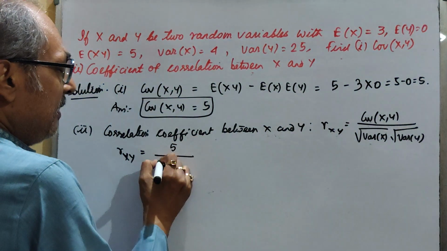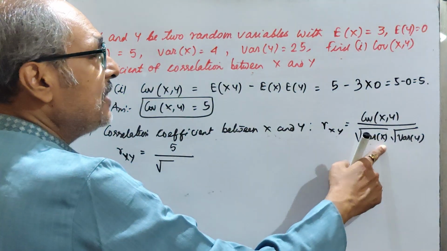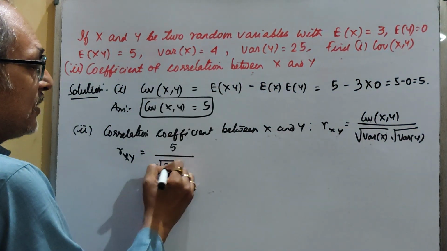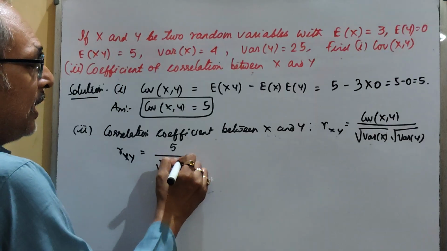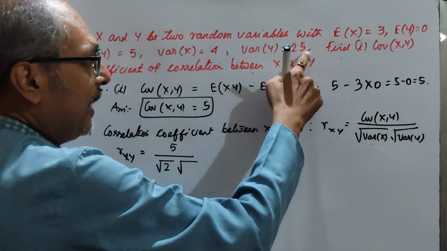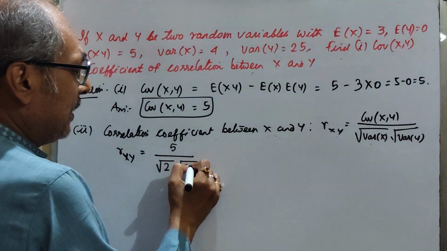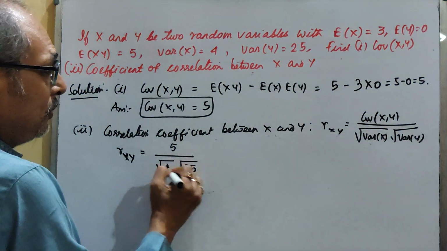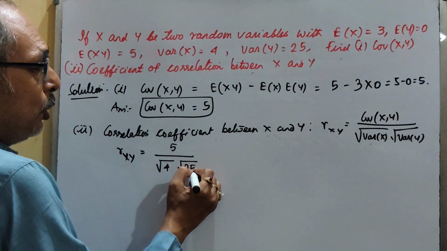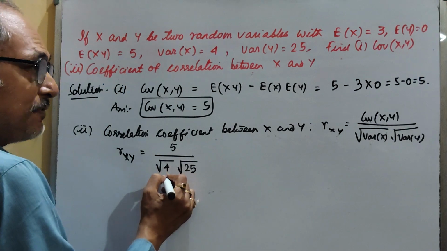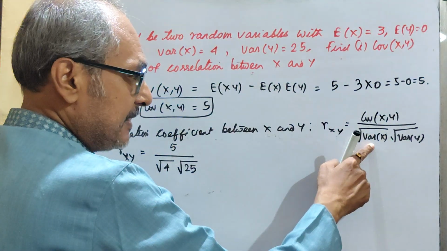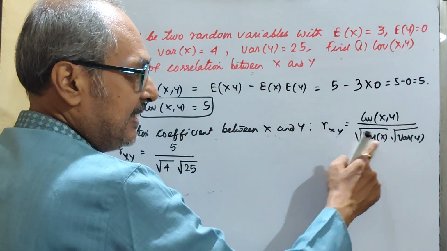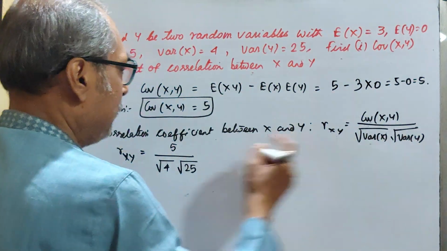5. Then in the denominator, variance of X is what? Variance of X is 4, that is the square root of 4, and var of Y is 25, that is the square root of 25, which is 5. We are taking the positive square root of the variance. This is basically SD of X, the standard deviation of X, and the standard deviation of Y.